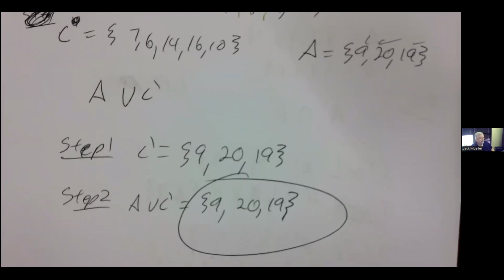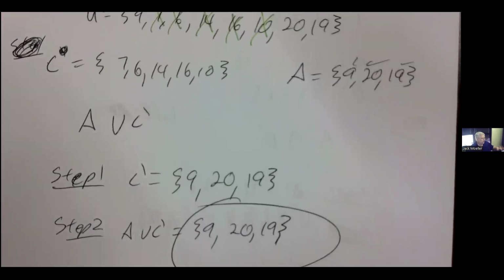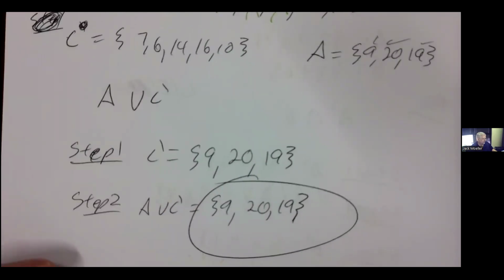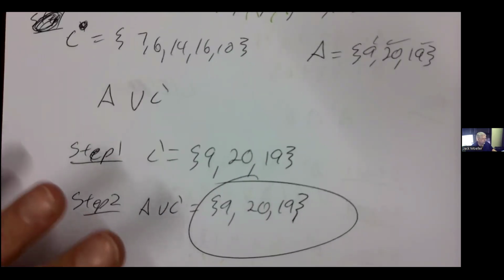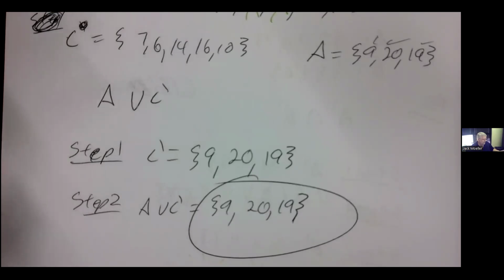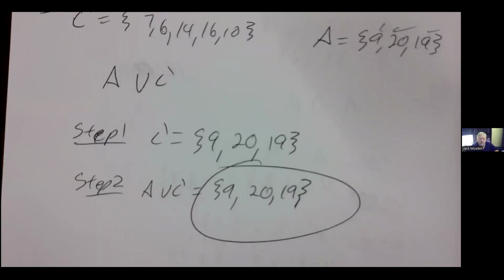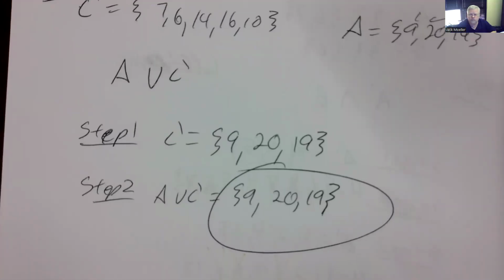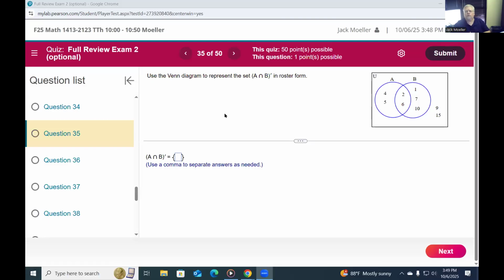All right. So this is how I want to see it on your page when you're doing more than one operation. Not only does it make it easier for me to grade and give you a chance for partial credit, if you write them out, you're less likely to make mistakes. All right. So that is without Venn diagrams. Now we can do the same thing with Venn diagrams. Okay. So use the Venn diagram to represent A intersection B complement.